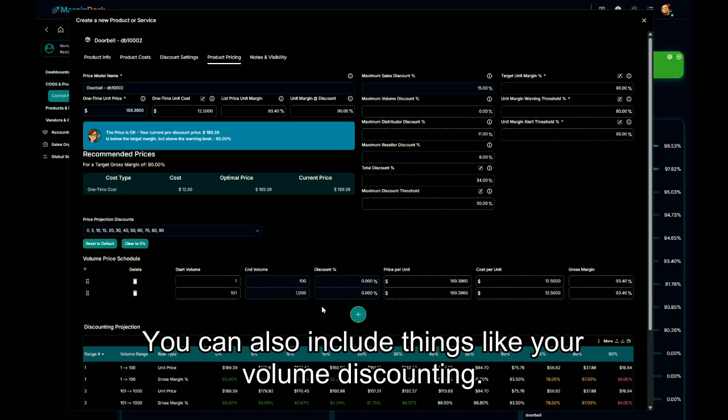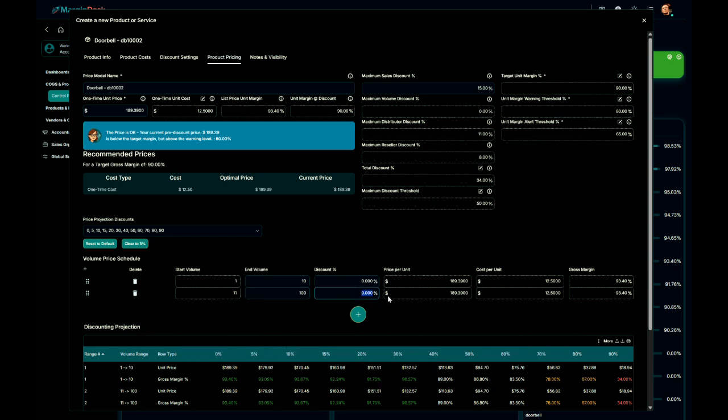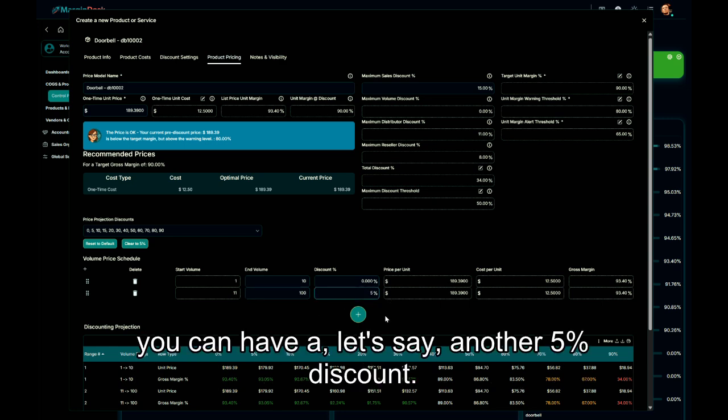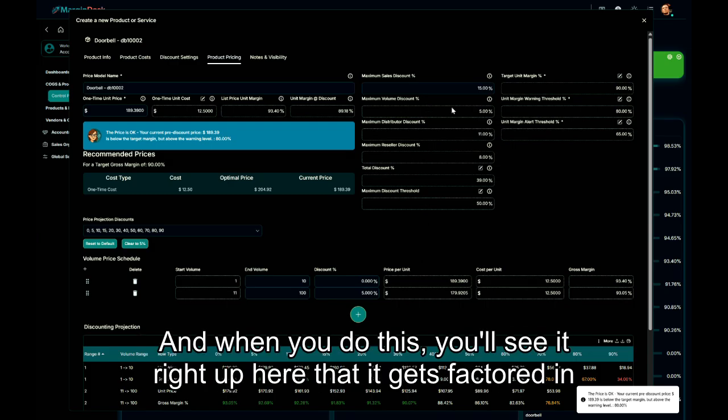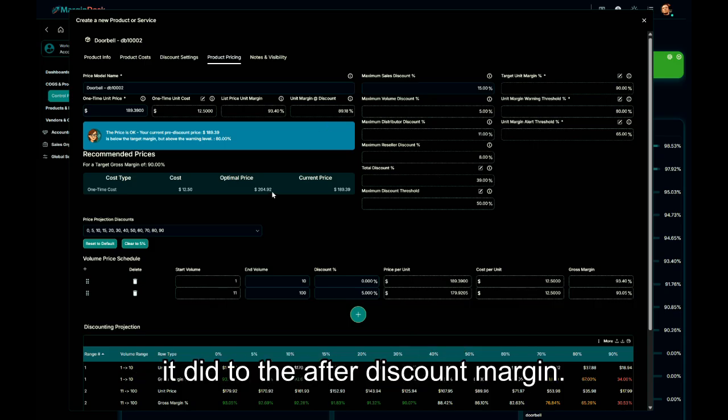You can also include things like your volume discounting. So let's say that if you buy more than 10 video doorbells, up to, let's say, 100, you can have another 5% discount. Okay, and when you do this, you'll see it right up here that it gets factored in automatically into your total discounting strategy. And look at what it did to the after discount margin.